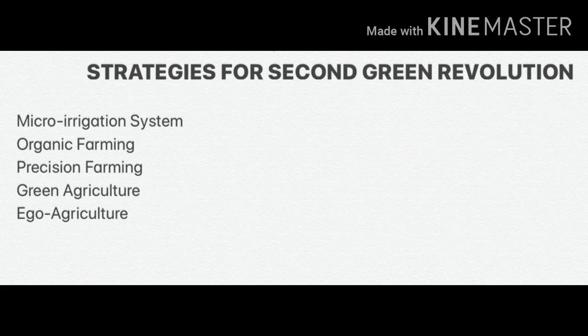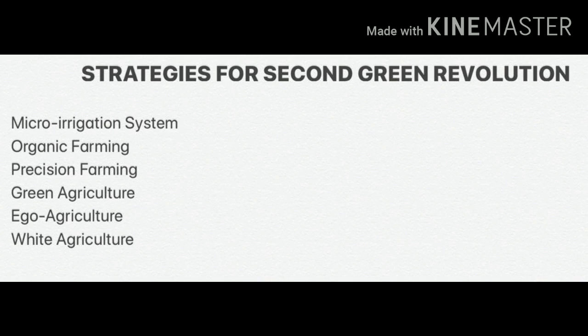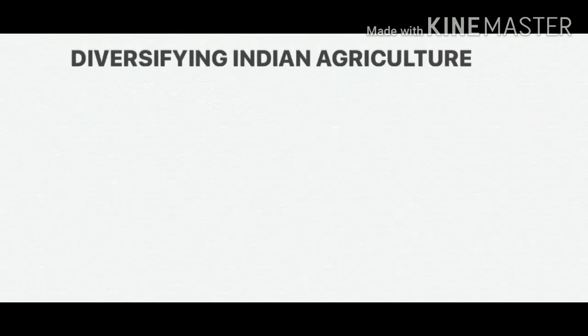The last that we have is white agriculture. White agriculture is a system of agriculture based on a substantial use of microorganisms, particularly fungi. The concept of white agriculture took shape in 1986 in China. White refers to the white-coated scientists and technicians performing high-tech processes to produce food directly from microorganisms or to use them to improve agriculture.